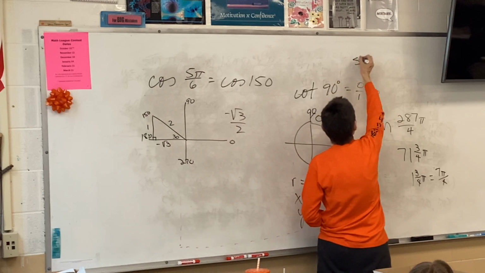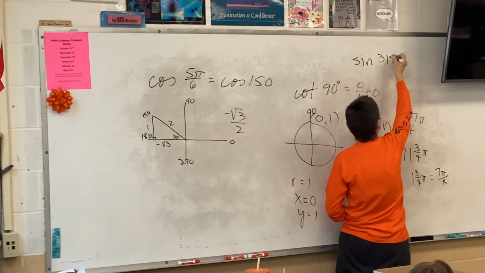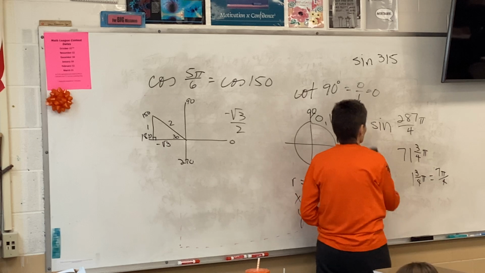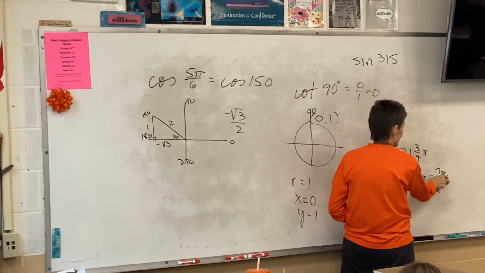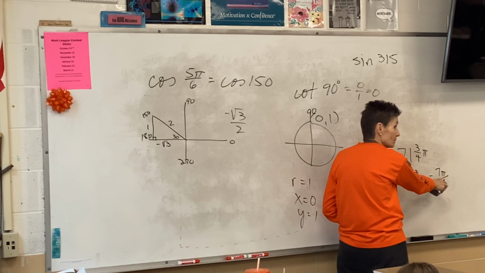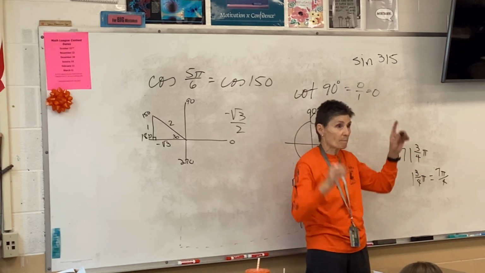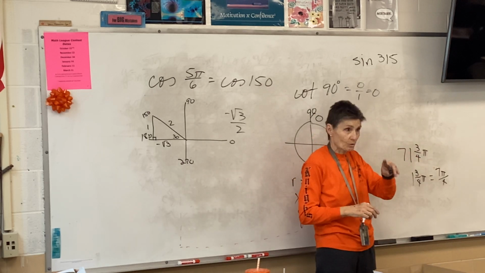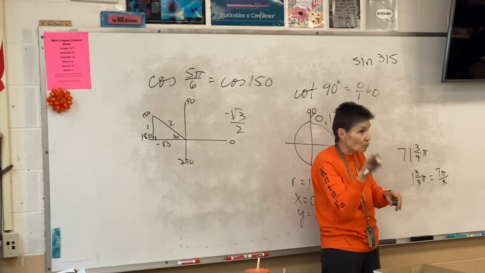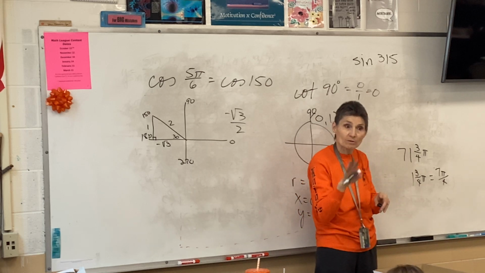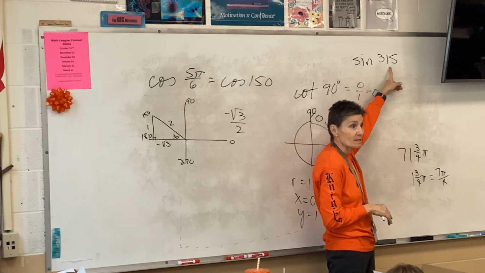I want the sine. So it's going to be the sine of 315. 7 times 180 over 4. If you changed the original number, the big fraction, into degrees, and started subtracting 360s, got rid of all the 360s, it would be left with this.